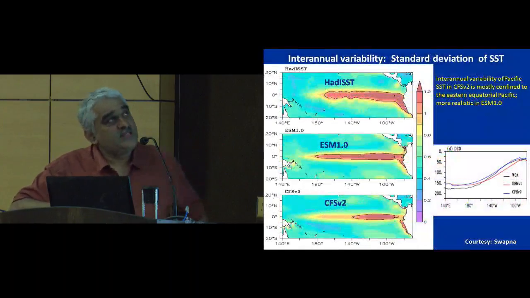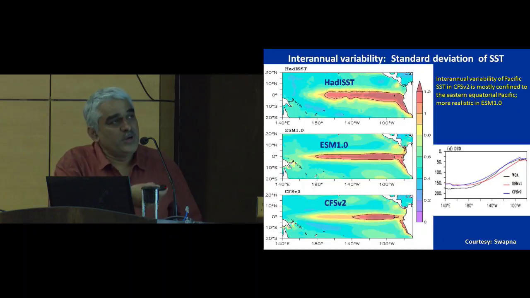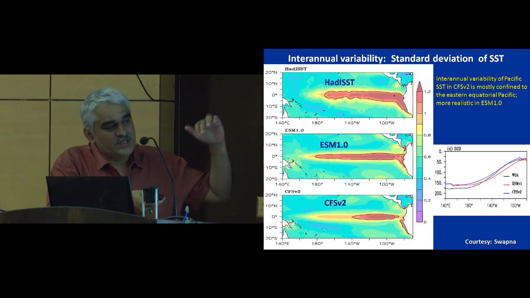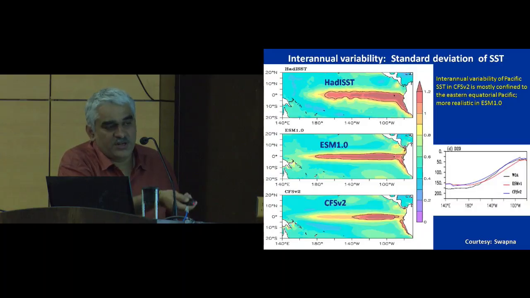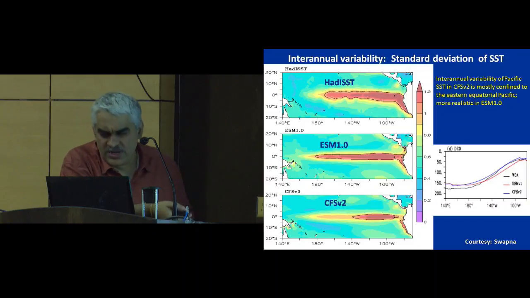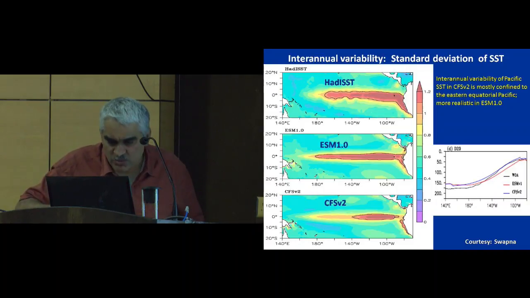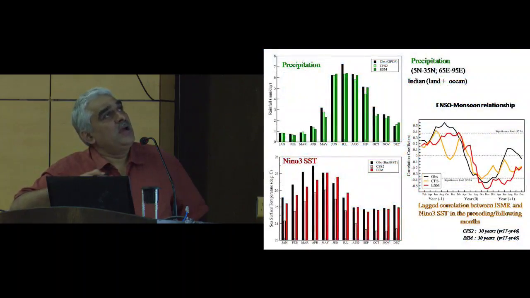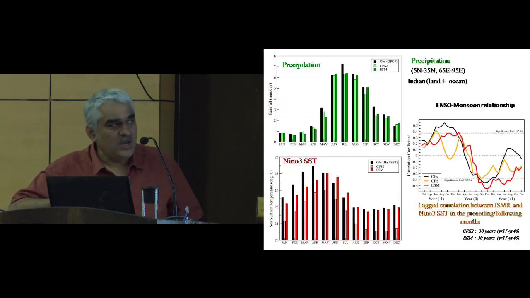But interestingly, the first version of the ESM showed a good ENSO variability. When you look at the interannual variation of the sea surface temperature, it was extending into the central Pacific, whereas in the previous version, the largest variations were mostly confined to the eastern equatorial Pacific. So there were some improvements in the ENSO simulation, but when you look at the monsoon precipitation over India, there wasn't much improvement in the seasonal cycle of rainfall when you compare with observations. There was not much improvement in the ESM version 1.